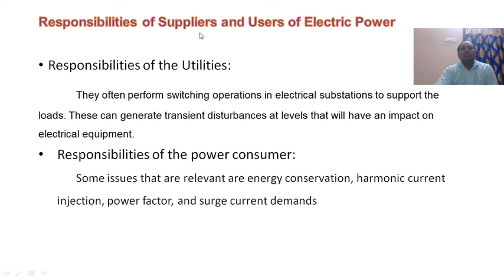What are the responsibilities of suppliers and users of electric power? The utilities often perform switching operations in electrical substations to support the loads. These can generate transients and disturbances at levels that will have an impact on electrical equipment. The responsibilities of the power consumers relate to issues such as energy conservation, harmonic current injection, power factor and surge current demands.